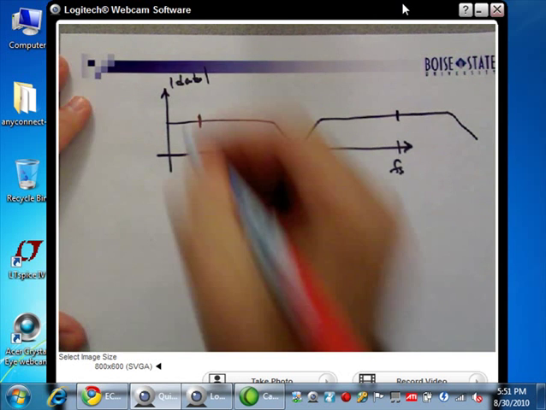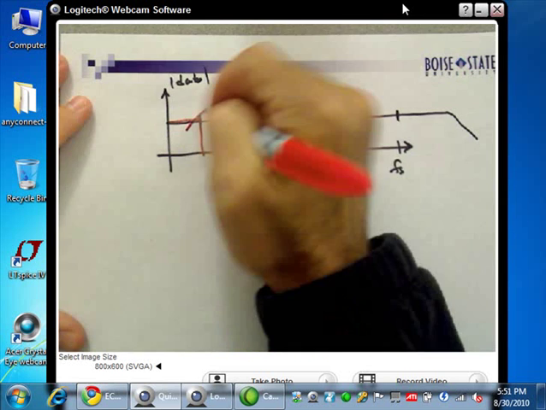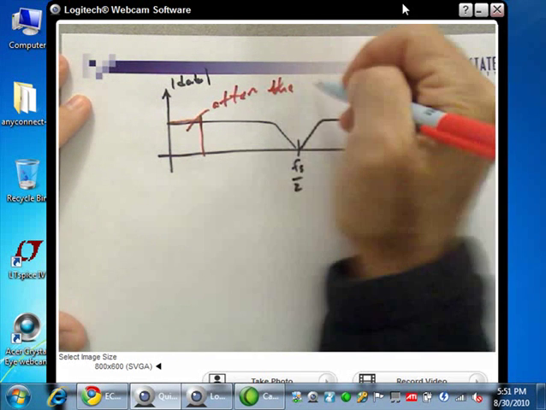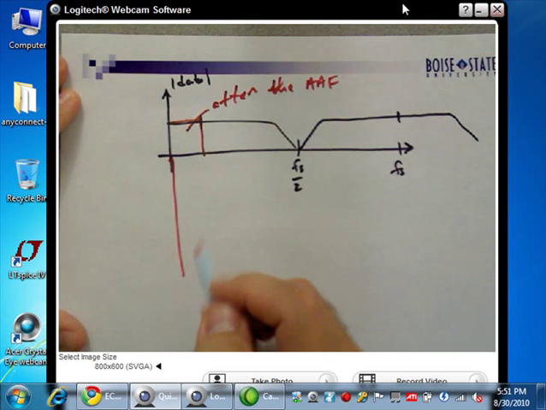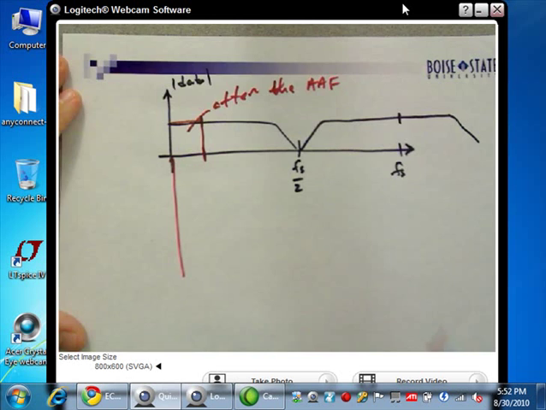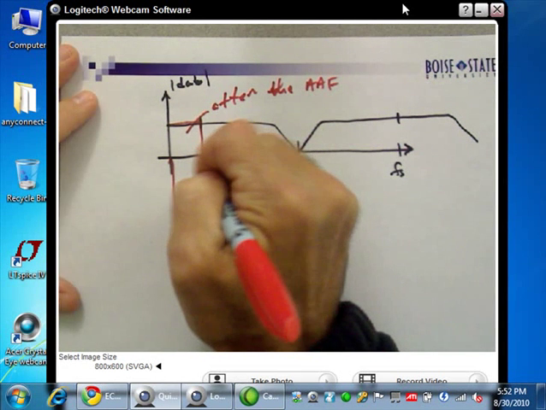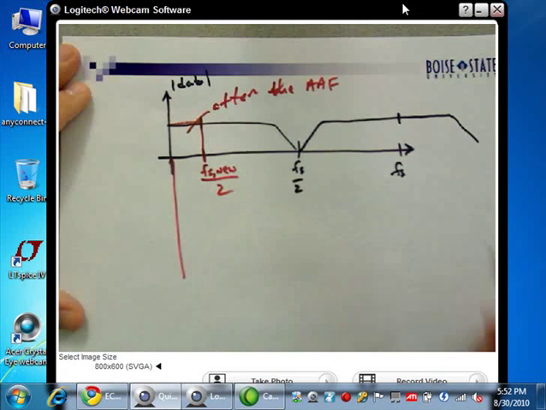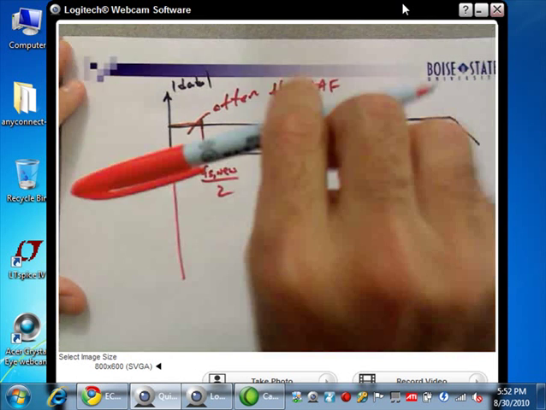Okay, so let's limit our spectrum to here. So this is my desired spectrum. So this is after the anti-aliasing filter. And so what is this point right here? That would be f sub s new, divided by 2.